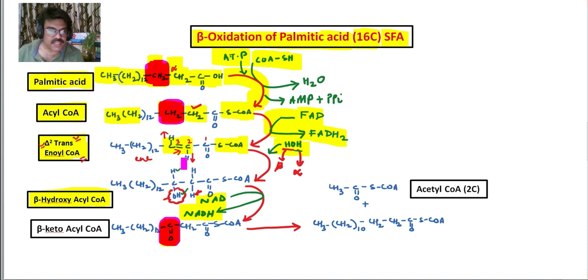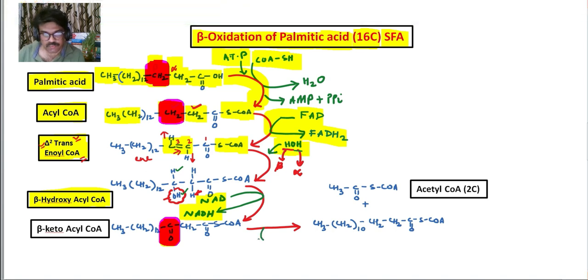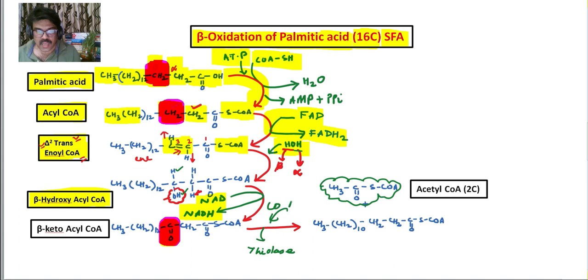So this is the beta oxidation, and in the last reaction, which is catalyzed with the help of thiolase, a molecule of coenzyme A is utilized. This is CoASH. Now this will become CH3COS coenzyme A. So acetyl coenzyme A is released, and this CoA comes at the beta position.